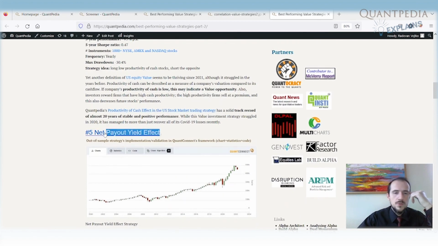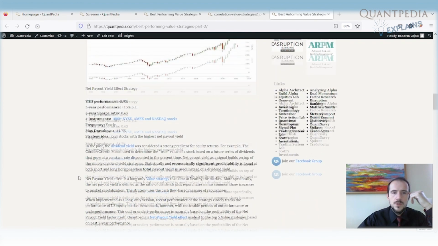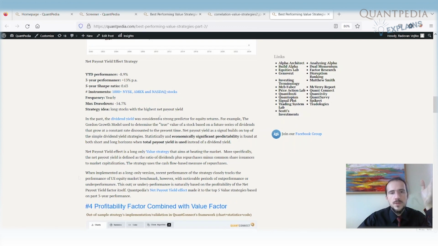And then on the spot number 5 is the net payout yield effect. So what is the net payout yield effect? Everybody knows dividend yield. The dividend yield measure was considered a very strong predictor for future equity returns. So a lot of the people like to buy stocks with a high dividend. But what the current research shows is that it's not significantly predictive at the moment, and there is higher significant predictability when we use the total payout yield.